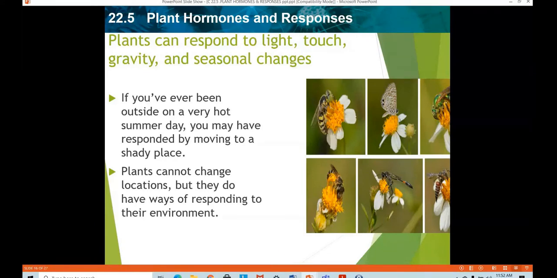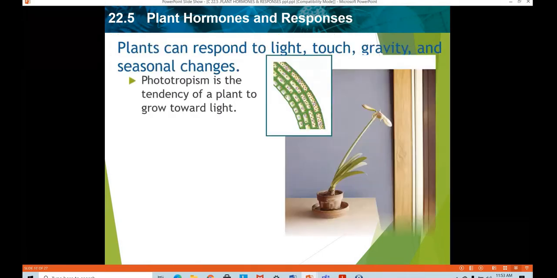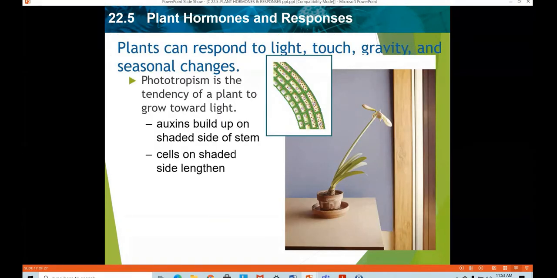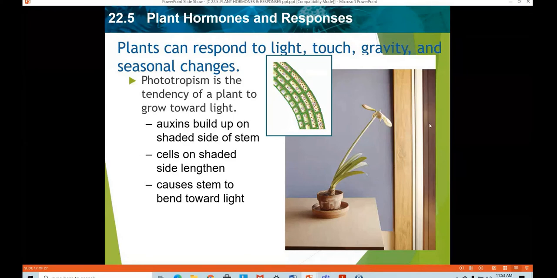So how do they respond? We'll talk about that in phototropism, thigmotropism and gravitotropism. Okay, so let's talk about it. Phototropism is the tendency of a plant to grow towards light. As you can see in this picture, this plant is growing towards the window. Why? Because the sunlight is coming through the window. So auxins build up on the shaded side of the stem, and cells on the shaded side lengthen, causing the stem to bend towards the light.